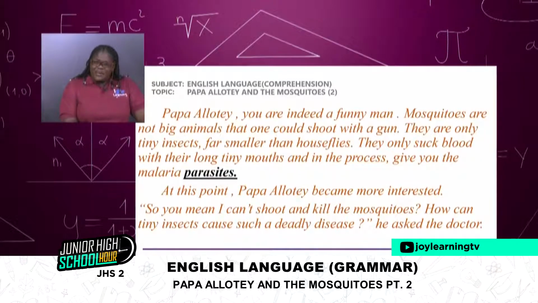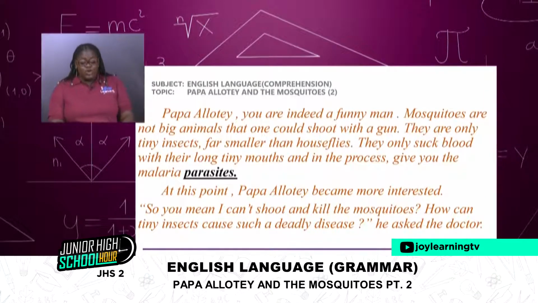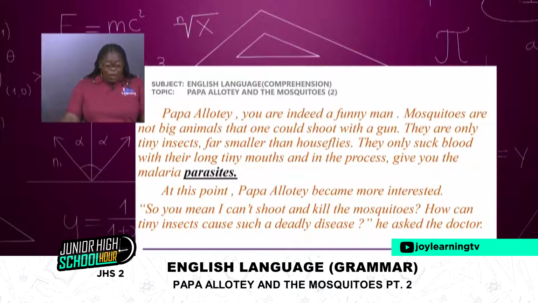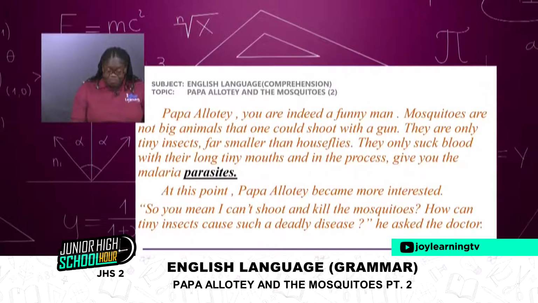Allotey, you are indeed a funny man, the doctor said. Mosquitoes are not big animals that one could shoot with a gun. They are only insects, tiny insects, far smaller than house flies. They only suck blood with their long, tiny mouths, and in the process give you the malaria parasites. Parasites, I think another word I gave you, so kindly take note and give me the correct word that can replace this. Now, at this point, Allotey became more interested.